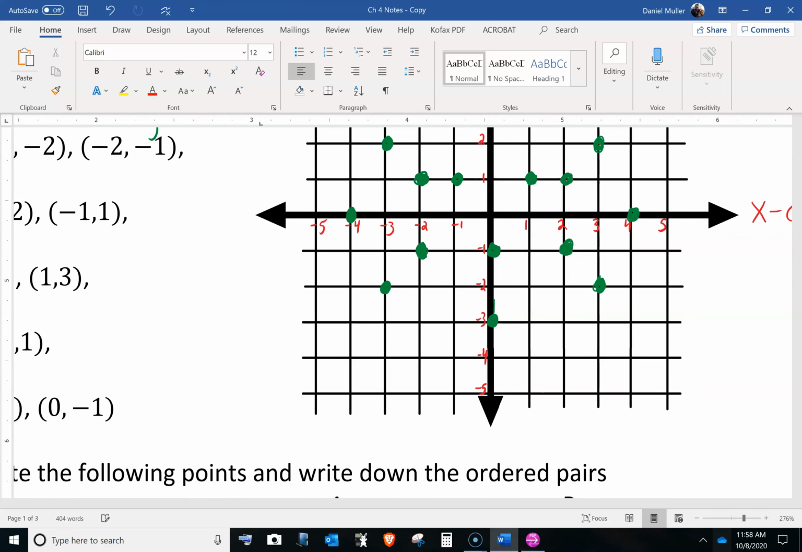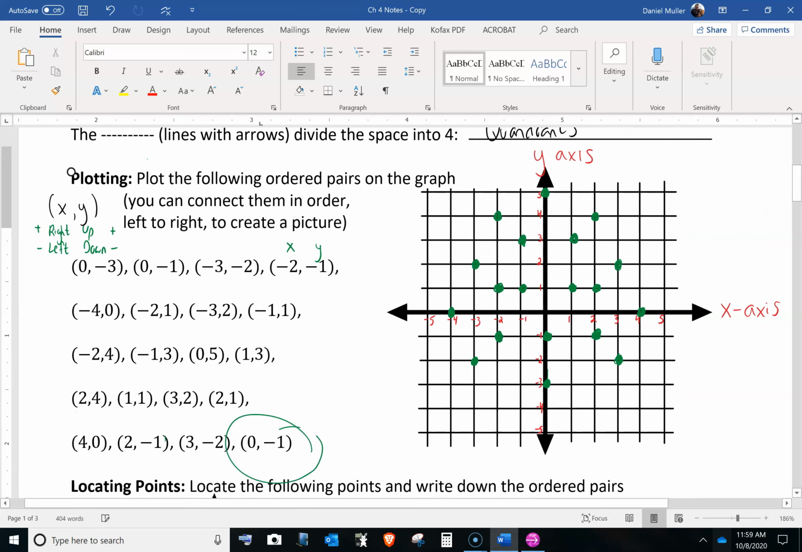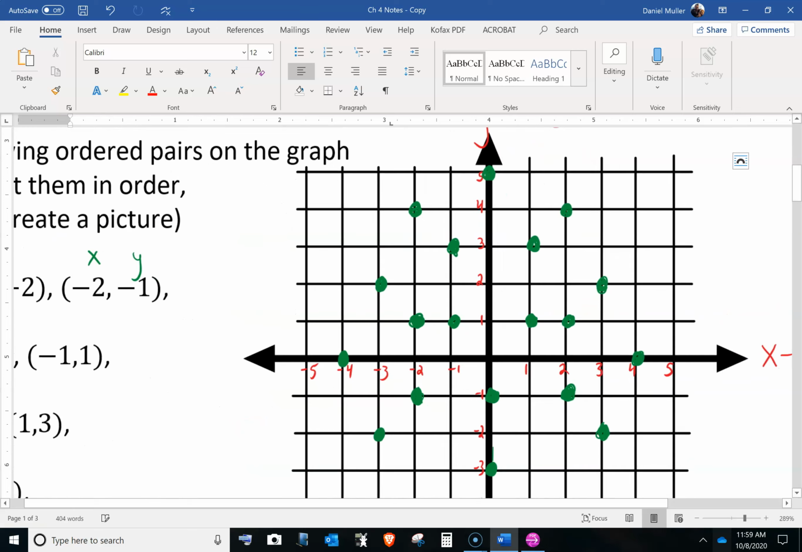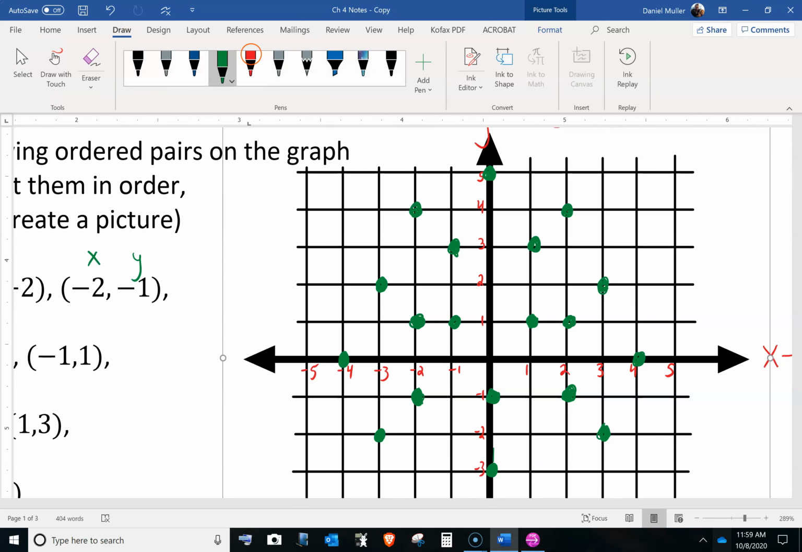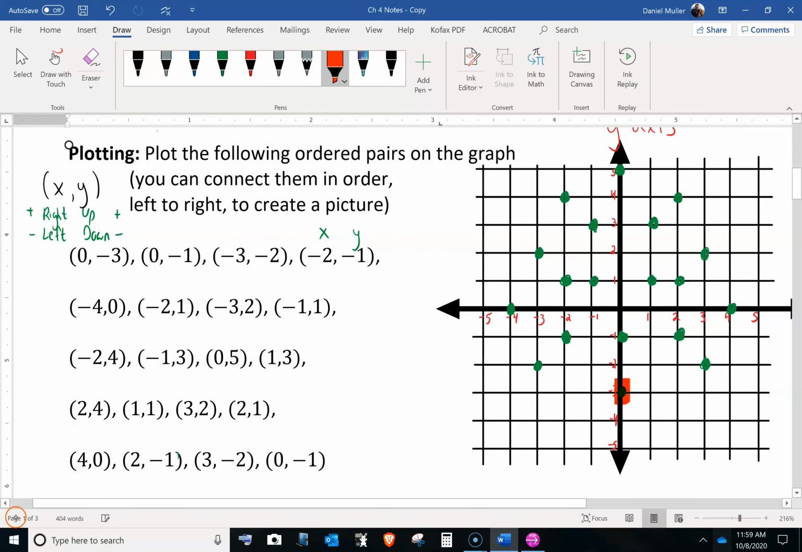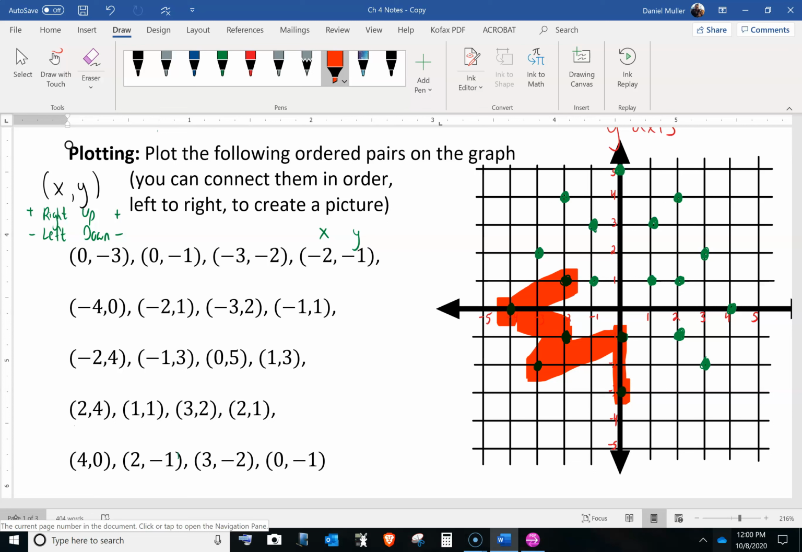But I already have that point. That's exactly where I end, near where I started. So now all I have to do is connect these dots, which looks very symmetrical, but they have to be connected in the same order. Let's see if I can get maybe a highlighter. So I started here, 0, -3, all the way up to 0, -1. And then I went down to -3, 2, and then up to there. And then here, -4, 0, -2, 1. -3, 2, -1, 1.